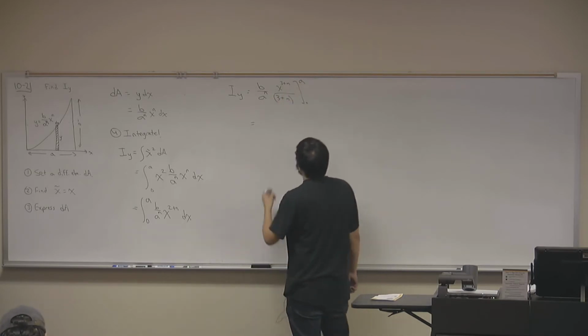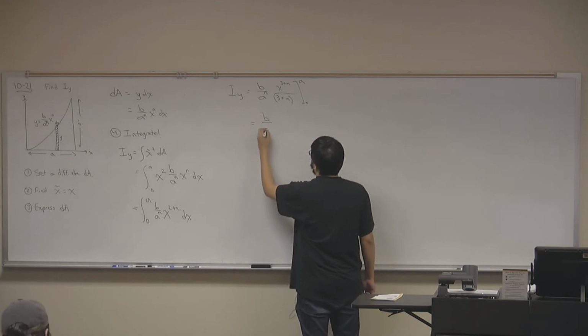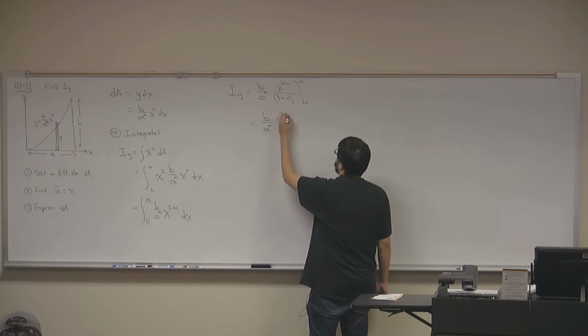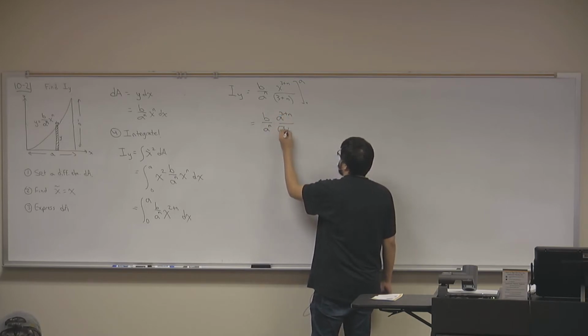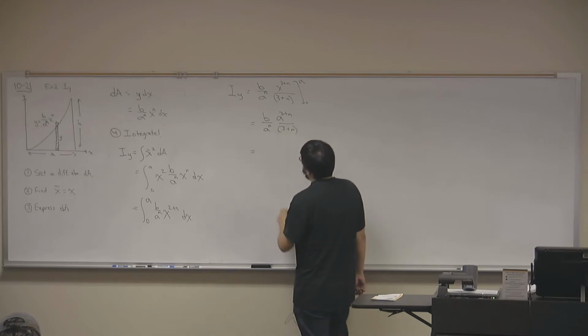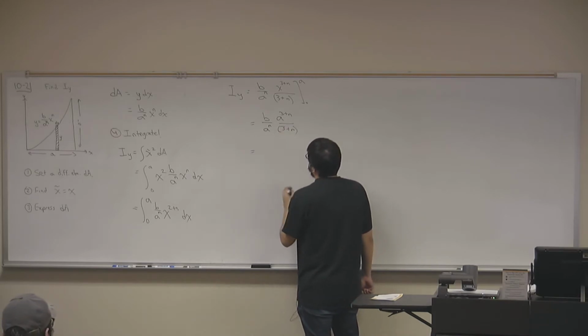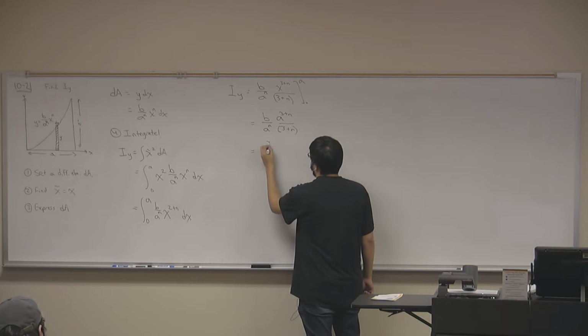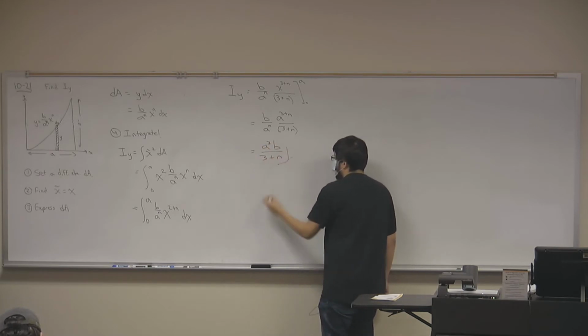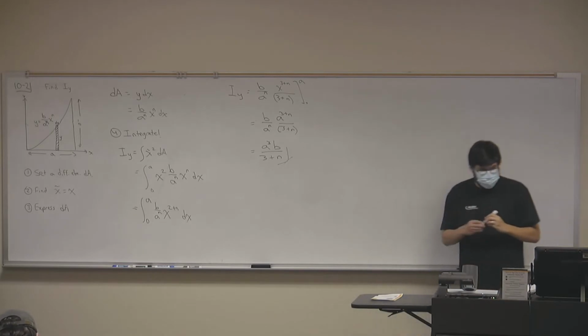I think at this point we can solve, right? b times a to the n, a to the power of 3 plus n, over 3 plus n. a to the power of 3 plus n over a to the power of n is simply a to the power of 3. So I'll just say a to the power of 3 times b divided by 3 plus n. Good.